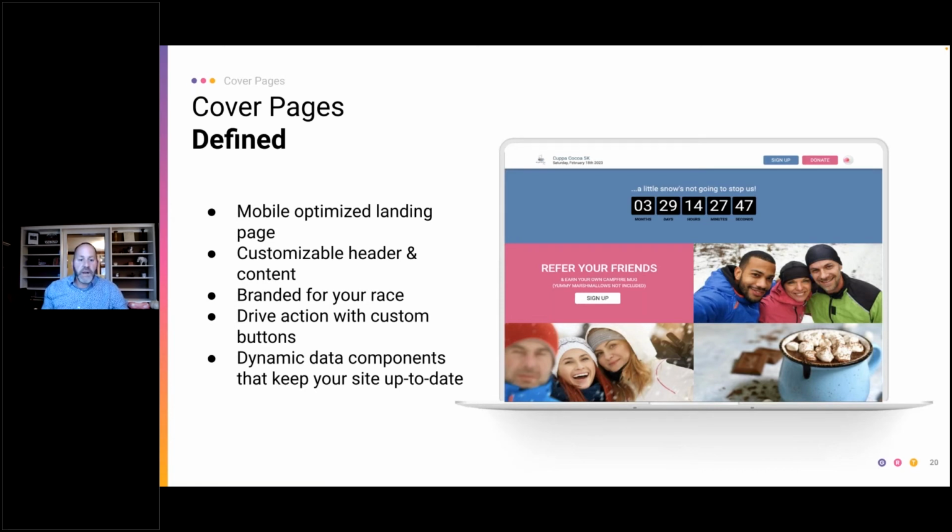Some things we want to point out to define what a cover page is. It's mobile optimized, just like the rest of our site. There's a customizable header and content in a way that you can't do with our default, and we're going to get to that very soon. You can brand it for your race to a whole new level, and drive action with additional custom buttons that are not included in that default, because you can basically create any button you want. You can also add dynamic data components, and one of those I have already been talking about, which is the top fundraisers content block. This is where you're going to do it, in your cover page.